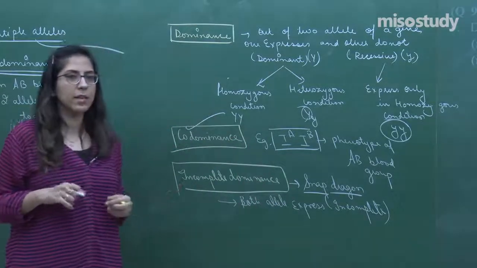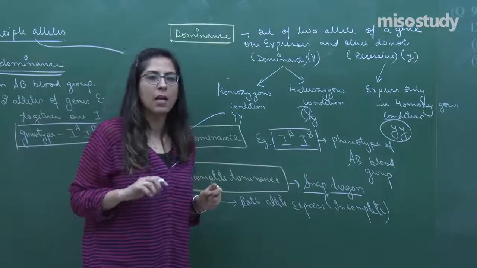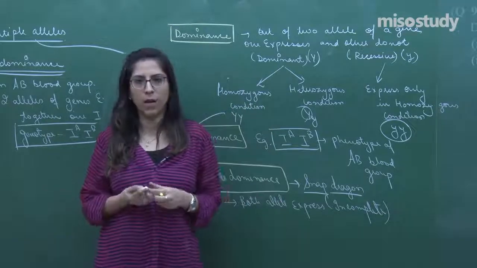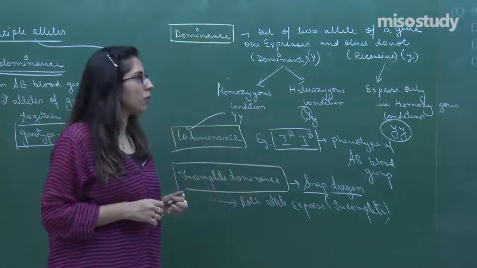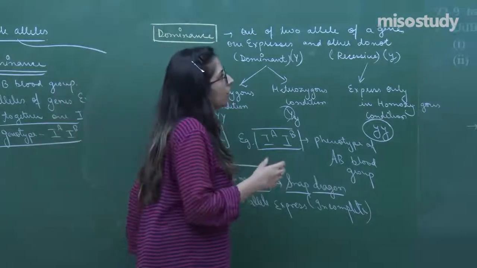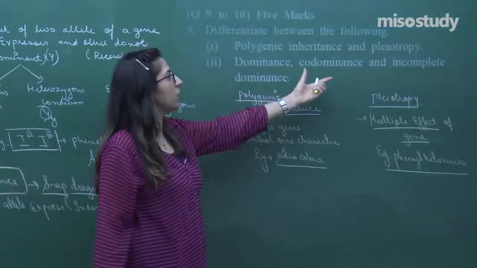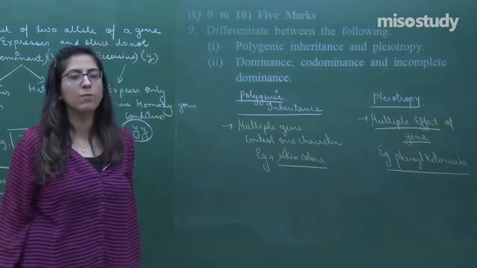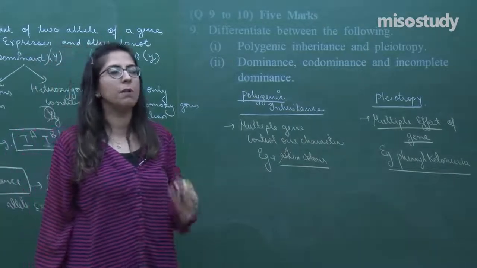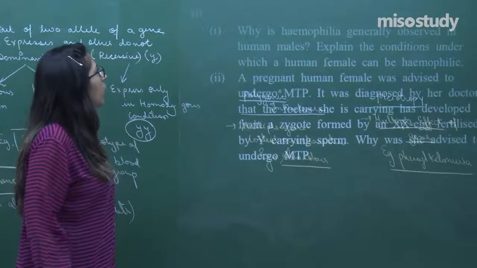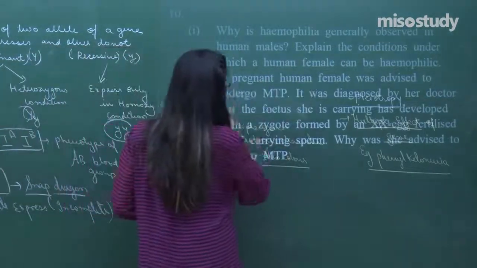So snapdragon is there. Hope you remember that cross where a pink flower was formed when a cross was made between a red flower plant and a white flower plant. So this is how you have to explain. These are the three, dominance, codominance and incomplete dominance, that we have explained. This is a 5-mark question. Along with a suitable example, you have to explain each of these things. Let's move towards the last question. This is the last question of today's session.